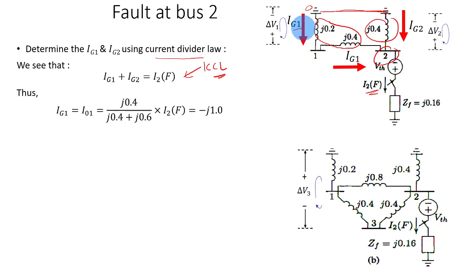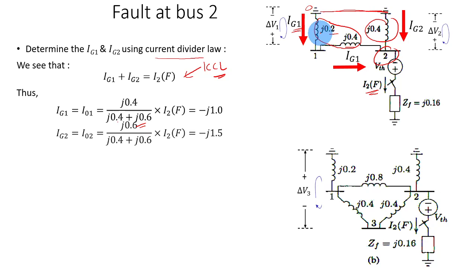You want to find IG2, so we need to divide the opposite impedance by the total impedance of the two. How do I get 0.6 here? 0.6 is basically 0.2 plus 0.4, because both impedances are in series. And 0.4 is the same as this impedance. Multiply by the total current, and we get J1.0 minus J1.0. That's the current for this branch here.